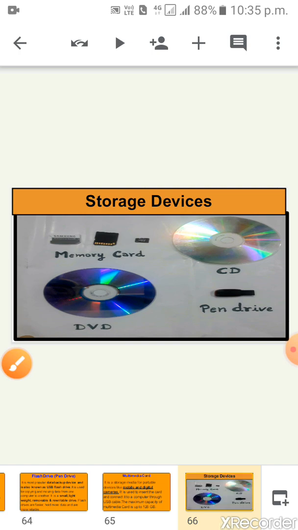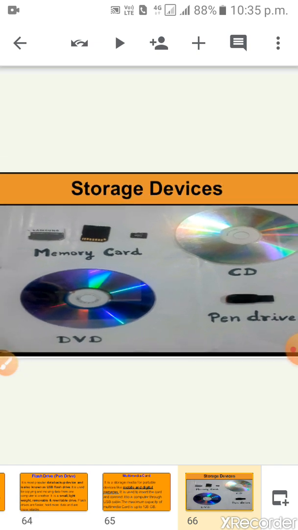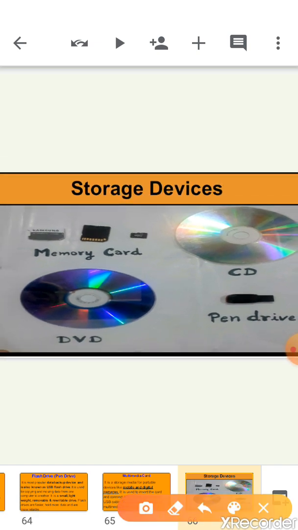Children, these are the pictures of storage devices. These are memory cards. This is DVD. This is CD. This is pen drive.